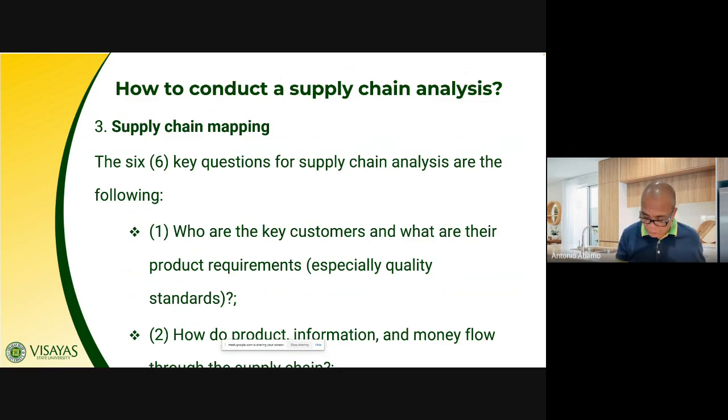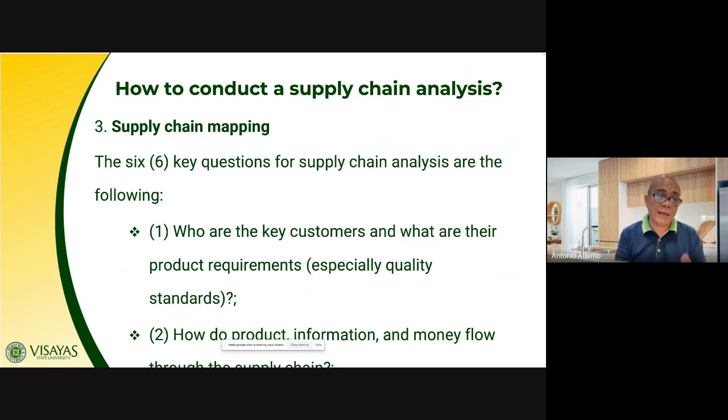The first question is, who are the key customers and what are their product requirements? Okay, you map out. First question, who are the key customers? Who are the buyers, and what are their product requirements? How do product and information flow along the chain?